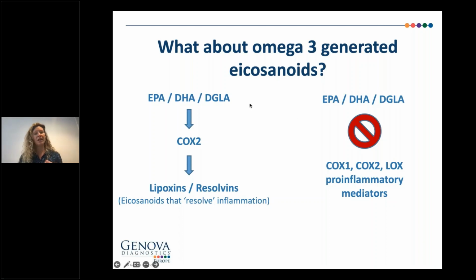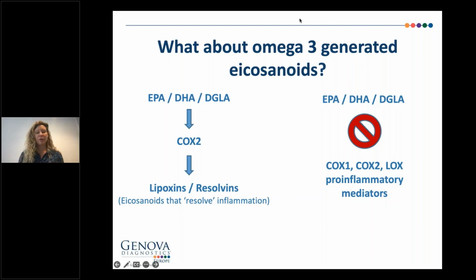So as you can see here, EPA, DHA, and DGLA, so DGLA, remember, is not actually an omega-3 fatty acid, it's the anti-inflammatory omega-6 fatty acid. All three are able to block the COX-1, COX-2, and LOX pro-inflammatory mediators.